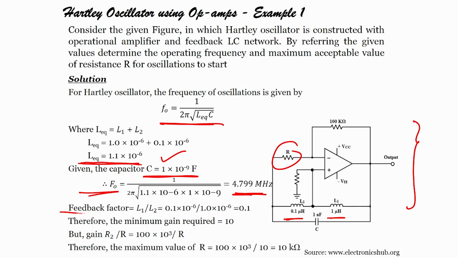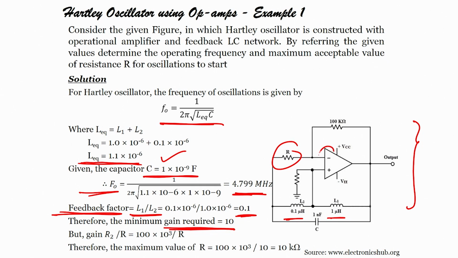Now, feedback factor. What is the feedback factor? Feedback factor is nothing but L1 divided by L2. What is L1? L1 is 1 into 10 raised to minus 6 because it is 1 micro Henry. What is L2? L2 is 0.1 micro Henry, so 0.1 into 10 raised to minus 6. So, the answer would be 0.1. Therefore, the minimum gain required would be 10.